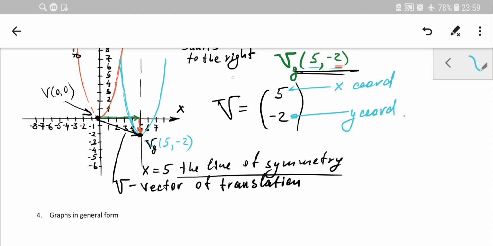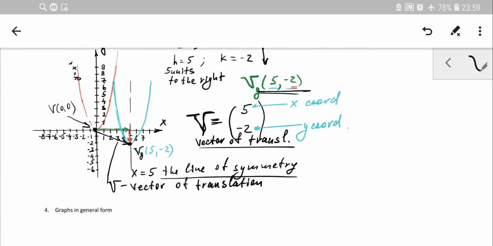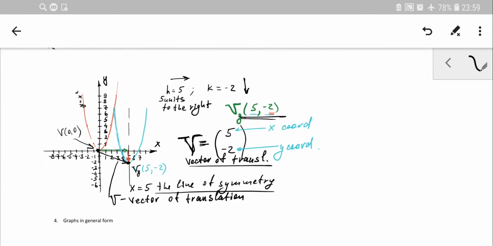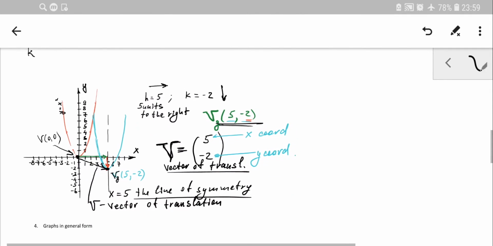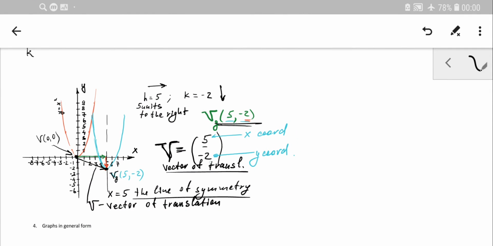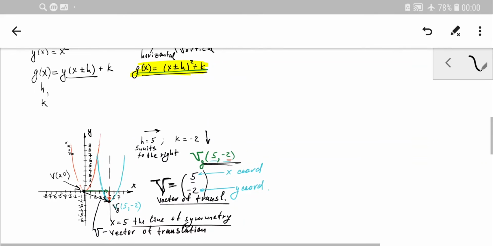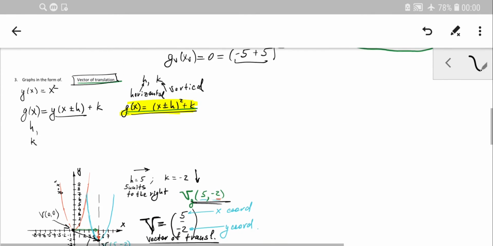Okay, so simply in the questions, when you are asked to transform or translate your parabola using the vector of translation, so this is the vector of translation. If you're given coordinates for that vector, make sure you correctly write the algebraic formula for the new parabola. So let's practice. When we have the vector (5, -2), let's see how your new equation should look like.